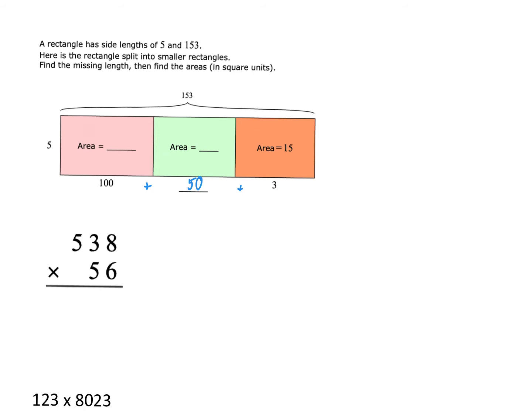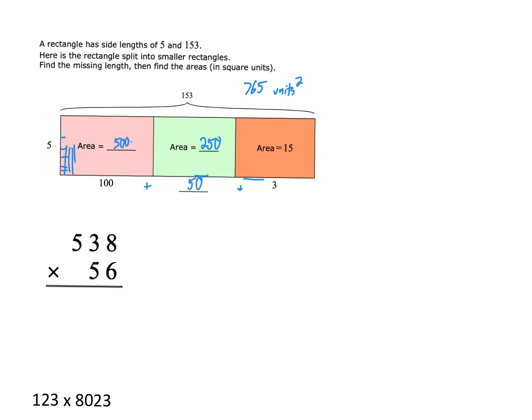So 5 times 100 is just 500. There'd be 500 little square units in here. 5 that direction, 100 that direction. 5 times 50 is 250, and then 5 times 3 is just 15. It already tells us that. Okay, this is not to scale, 3 and 50, but you get the point. Okay, so 500 plus 250 plus 15, well, 500 plus 250 is 750, plus 15 is 765 square units in there.